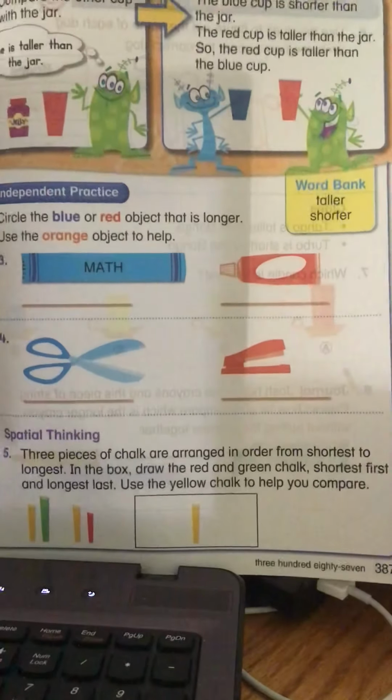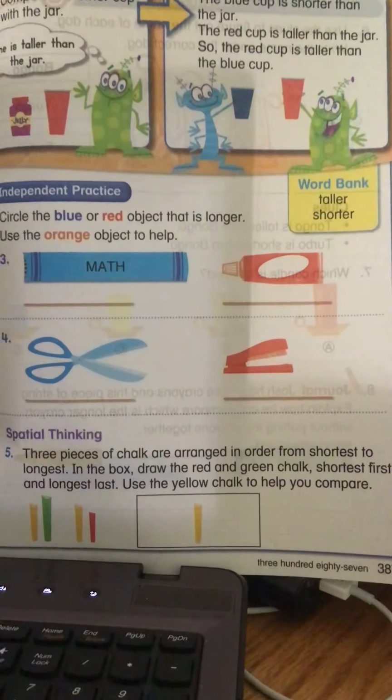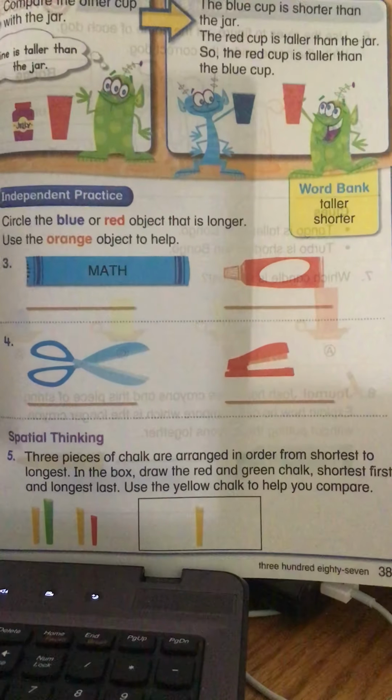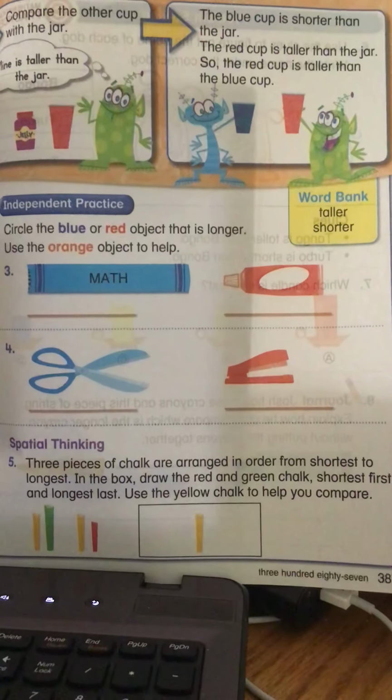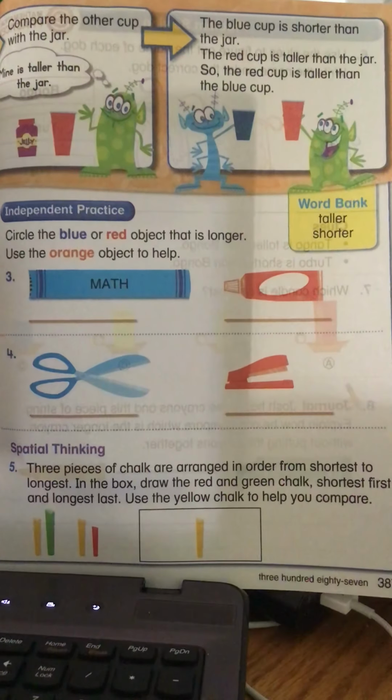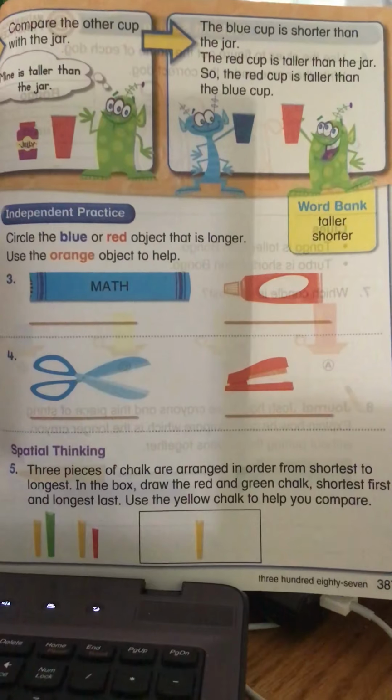Down at the bottom, it says 3 pieces of chalk are arranged in order from shortest to longest. In the box, draw the red and green chalk. Shortest first and longest last. Use the yellow chalk to help you compare.